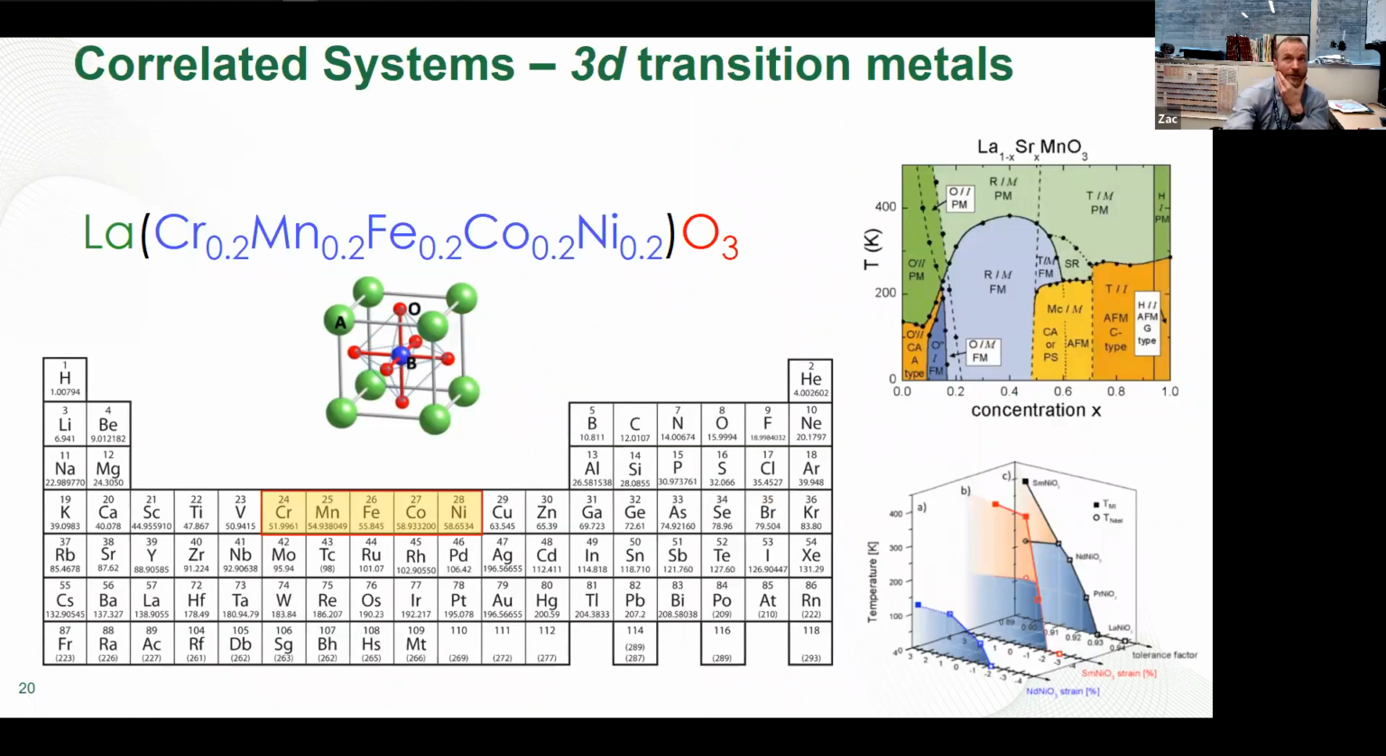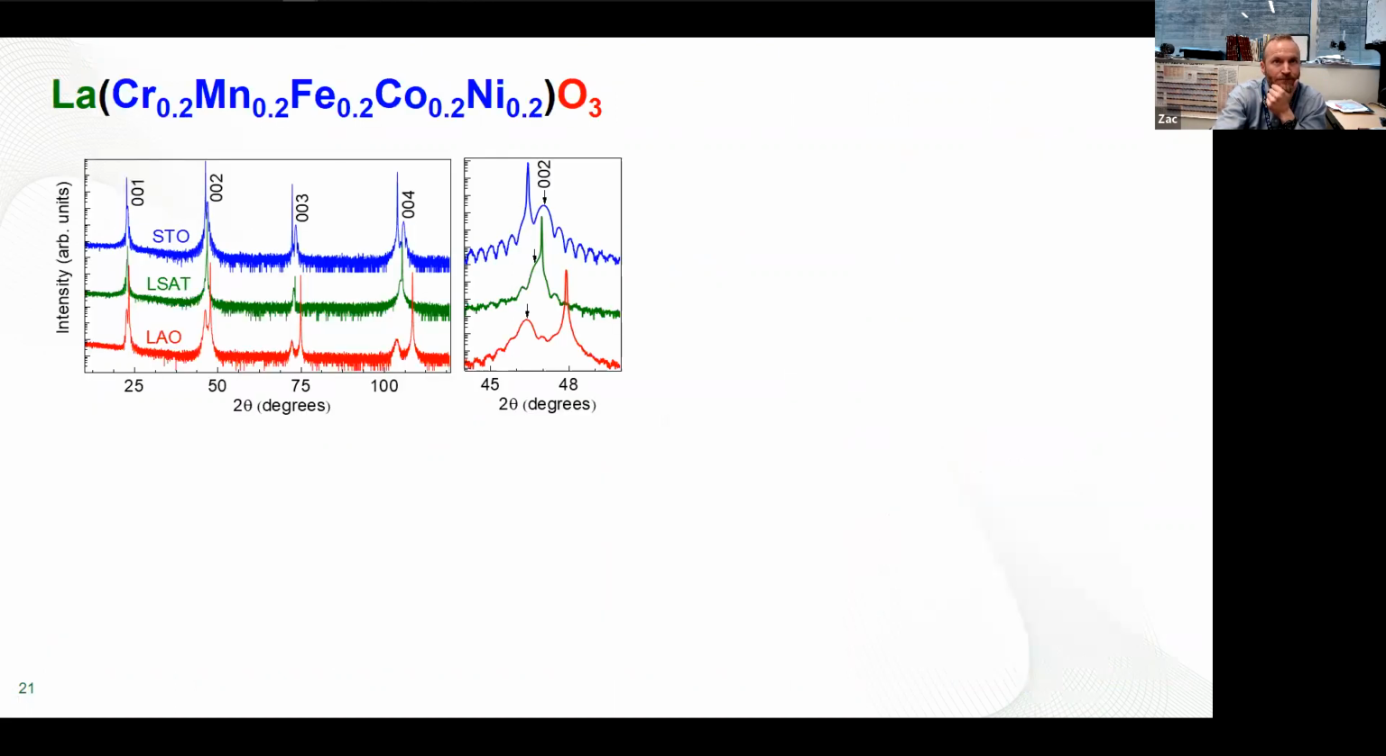In this system, we're going to go to the 3D transition metals: chromium, manganese, iron, cobalt, nickel. Of course, these have very exciting phase diagrams. This is just nickel and the manganites, and you can have all of these different metal states, insulators, different types of antiferromagnetism, and ferromagnetism, all coexisting in just a simple ternary system. So what might actually happen if we mix all of these together?